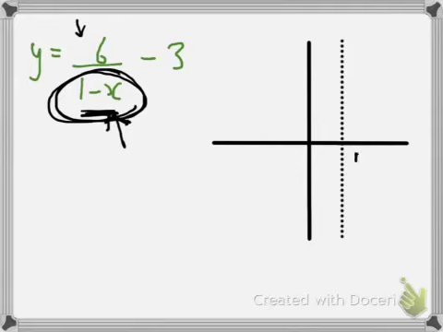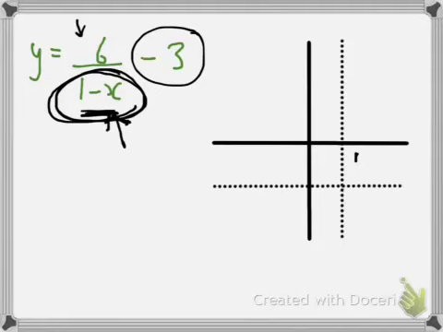Okay, so that's 1 there. We've got to shift down 3 places. So our horizontal asymptote is at y equals negative 3, which is there. And our general shape, as I said, is going to be reflected in the y-axis. So what are our intercepts?